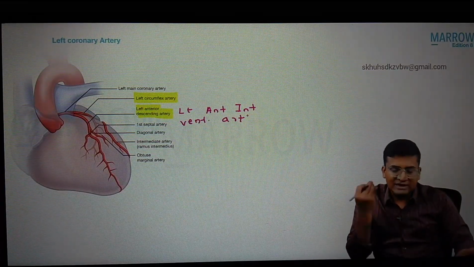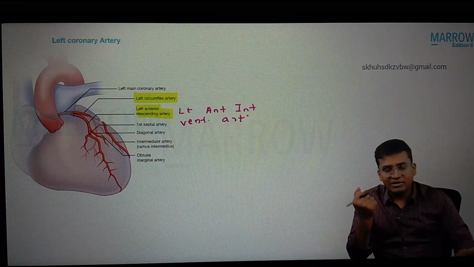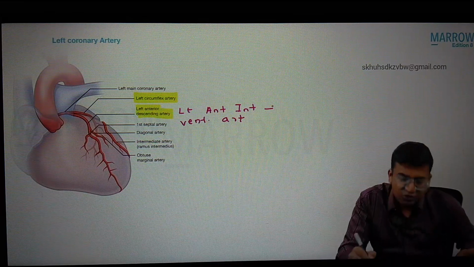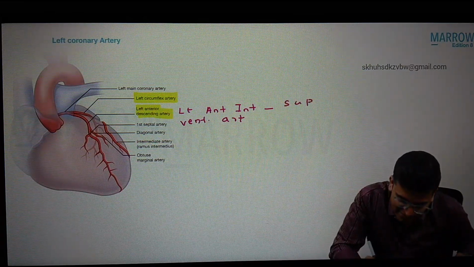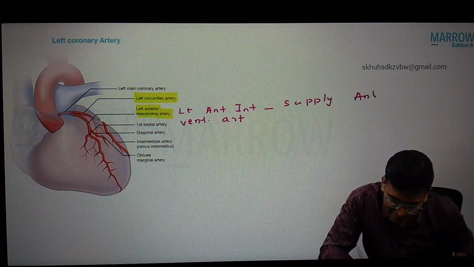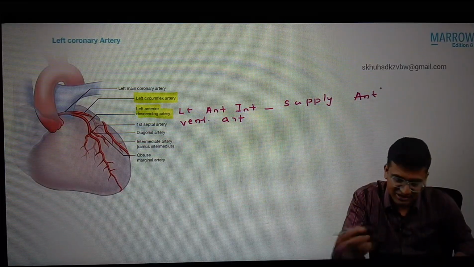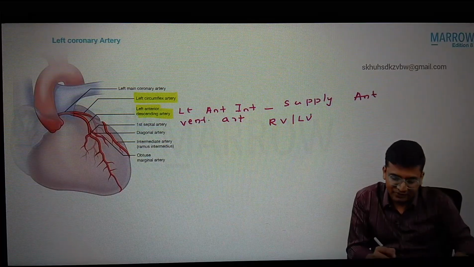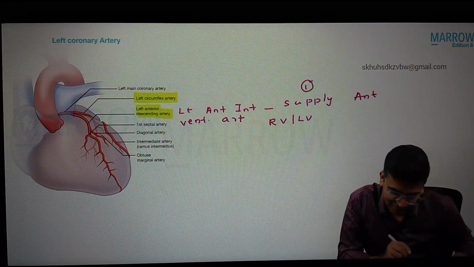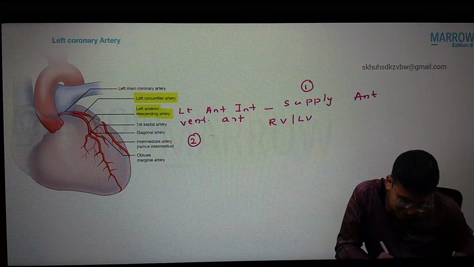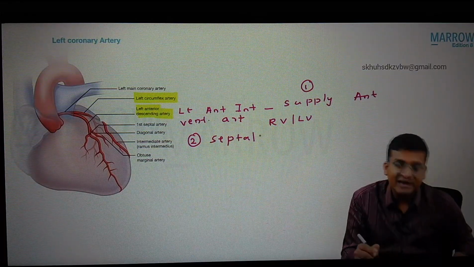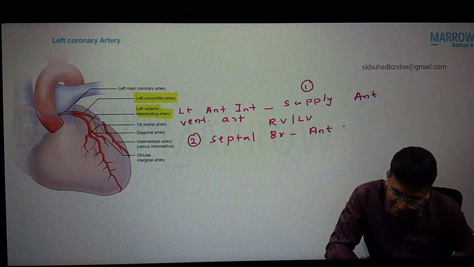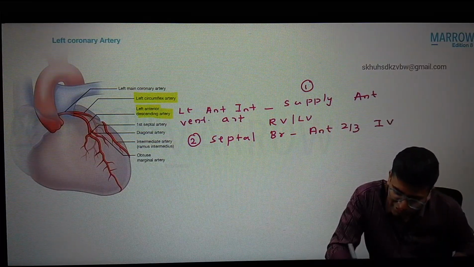Again, the name itself is a clue. The artery is passing in the anterior part of the interventricular sulcus, the anterior part of the interventricular groove, and supplies the anterior surface or sternocostal surface of the right ventricle and left ventricle. The left anterior interventricular artery also gives a septal branch. The septal branch supplies the anterior 2/3 of the interventricular septum.